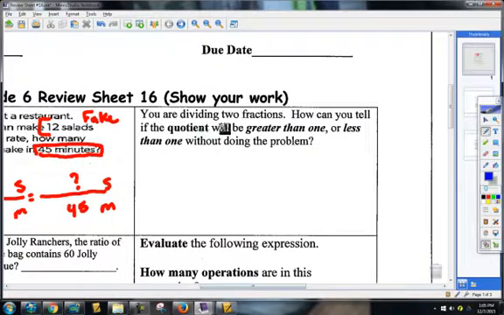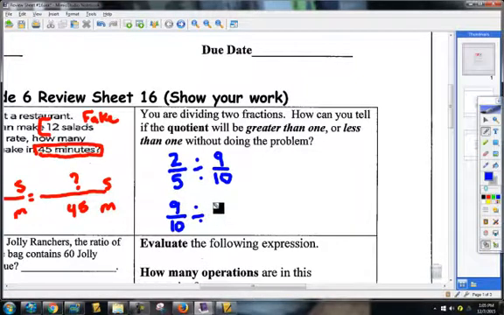You are dividing two fractions. How can you tell if the quotient will be greater than 1 or less than 1 without doing the problem? Now I'm going to do two problems here. I'm not going to do the problem, but I'm going to give you an idea of how to figure this out. Right there you have two different problems. Those are two completely different problems. You can see I just got them flipped.